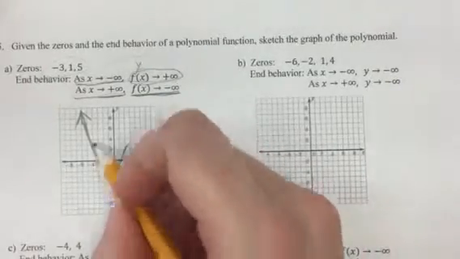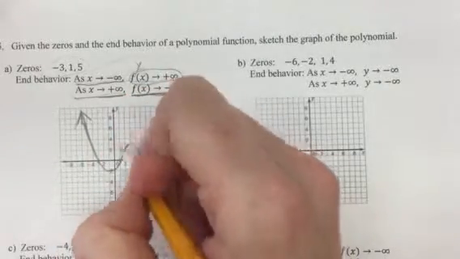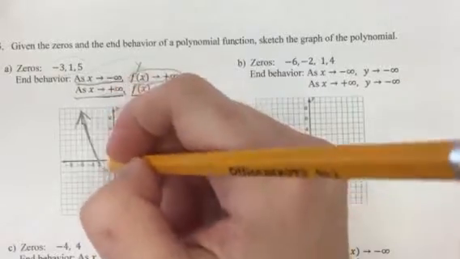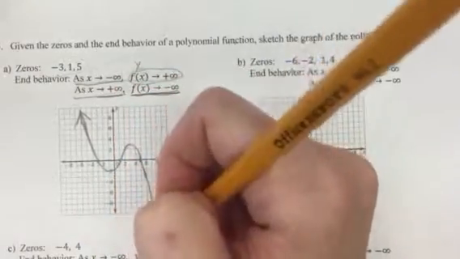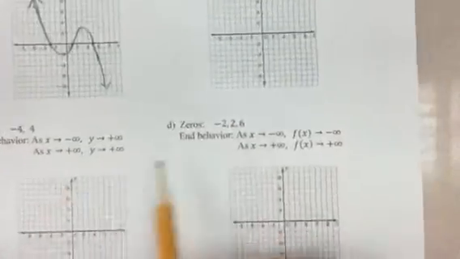So I can't know if this is going to be really steep and way down here and way up here, or if this is going to be very shallow. But I can definitely know which direction it's going to go. So I'll do one more, and then the other ones you do C and D yourself.